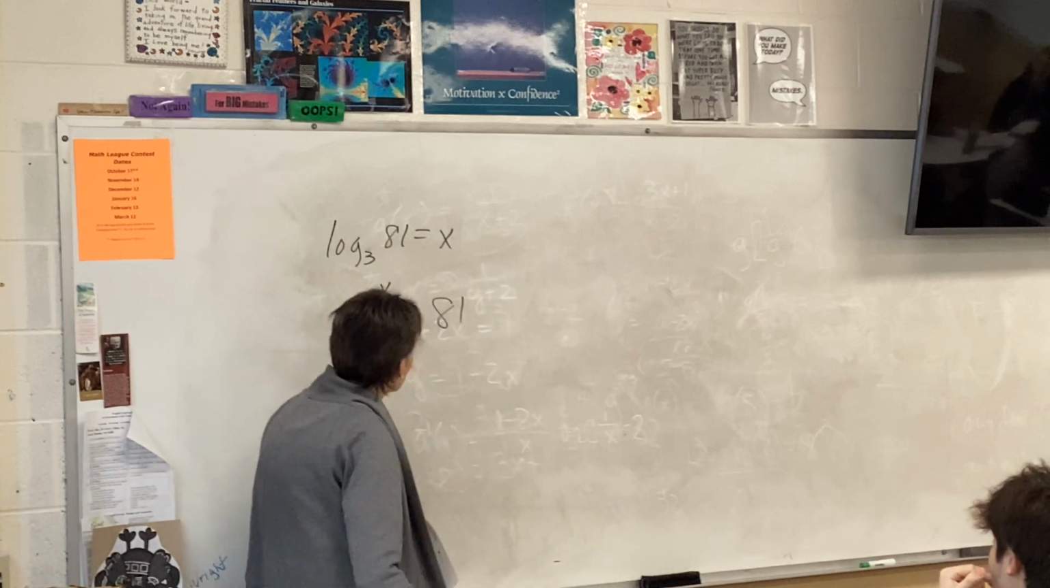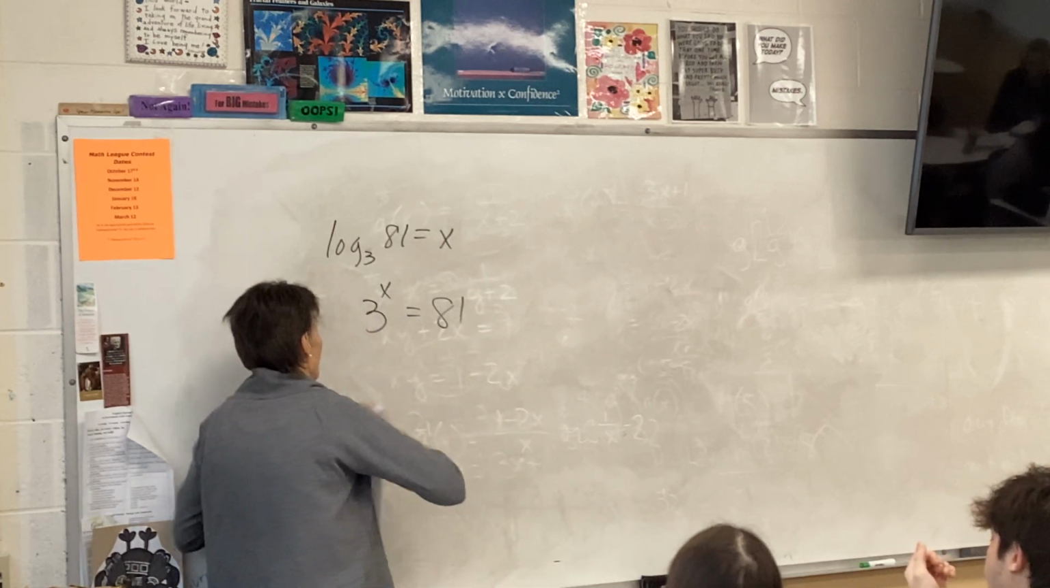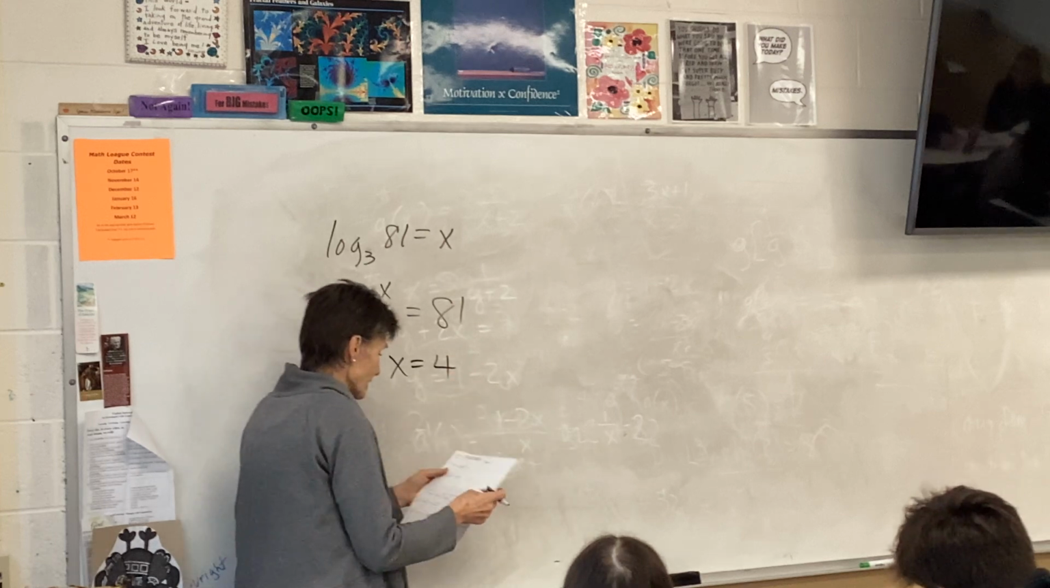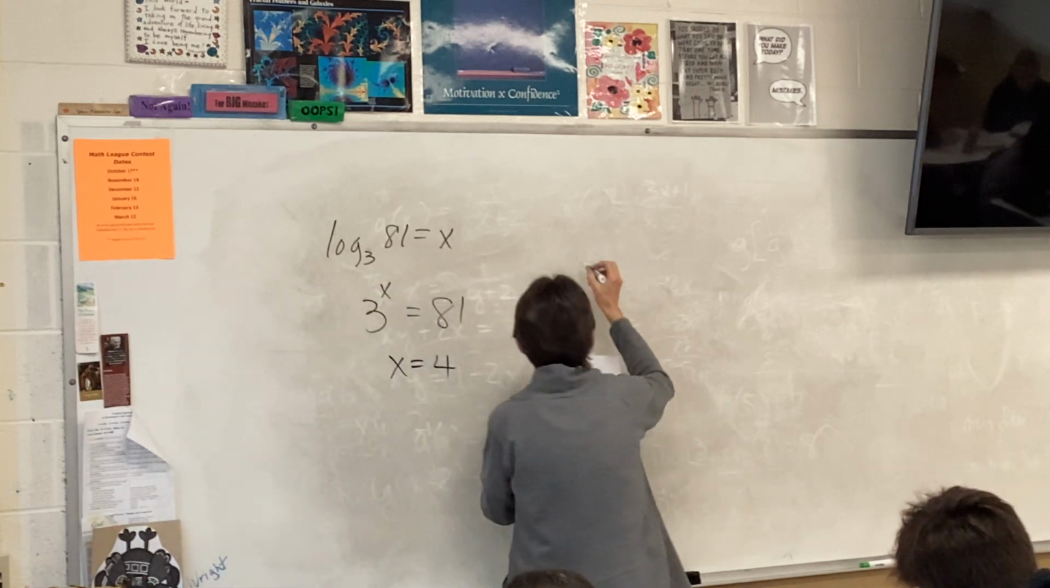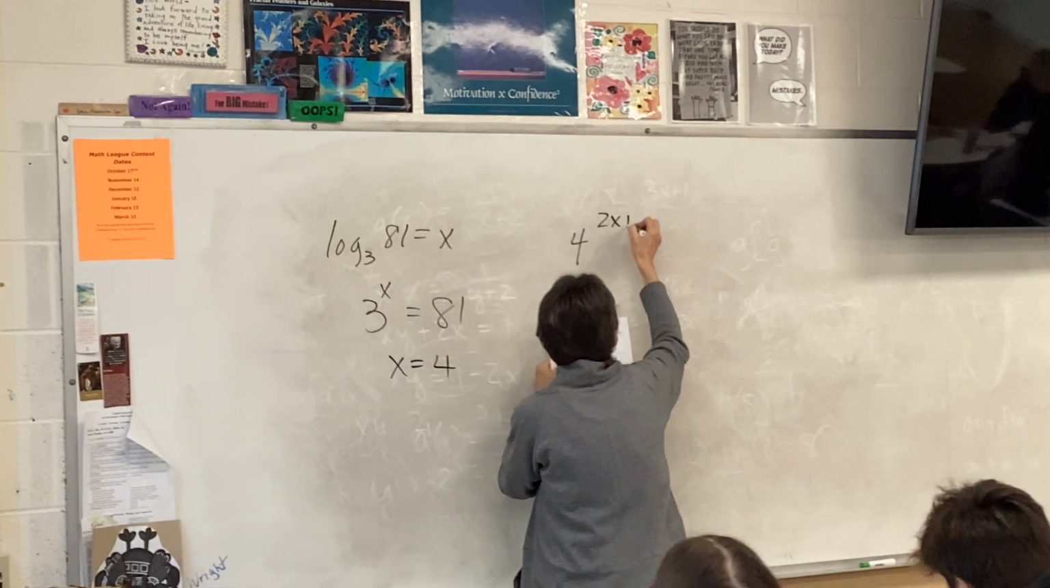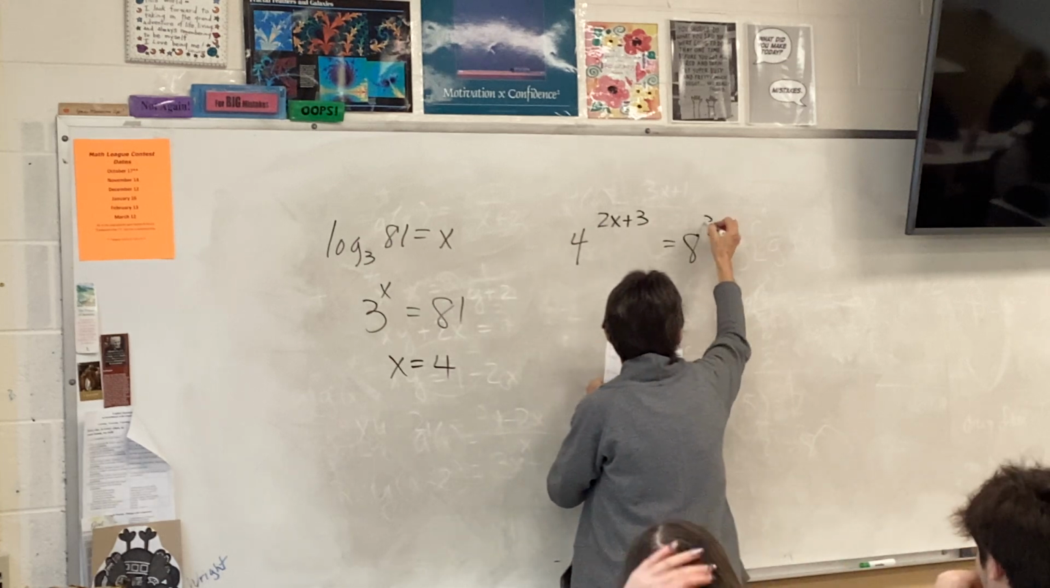All right, did you figure it out? 3 to what power? What's x? 4. So x equals 4. All right, that's not too bad. All right, now look at number 2. This is a little more complicated.